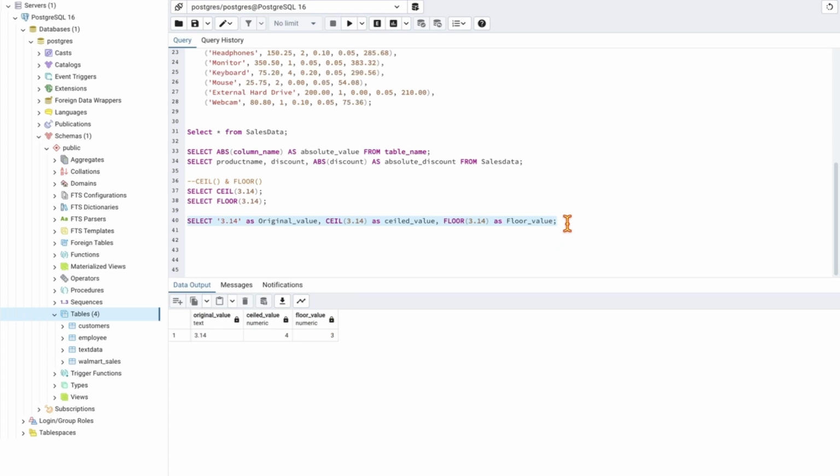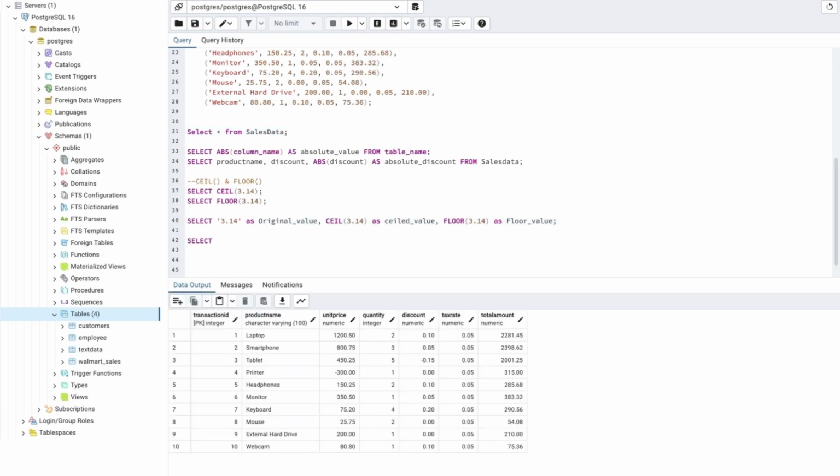Alright, let's apply the same to our table. Select star from sales data. Select product name, comma, unit price, CEIL of unit price, comma, floor of unit price from sales data.